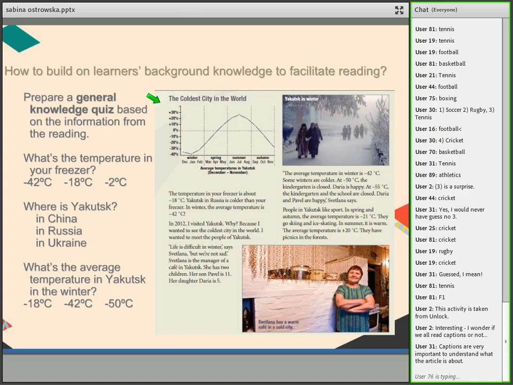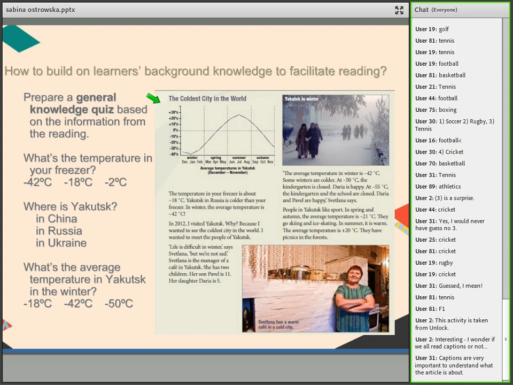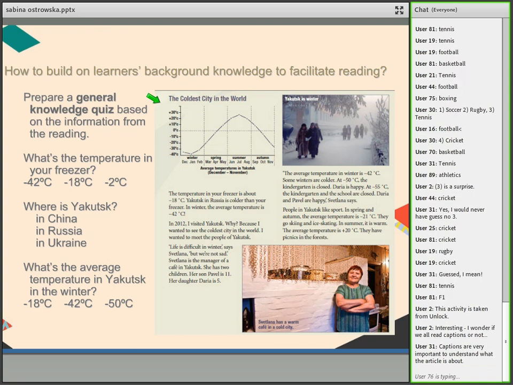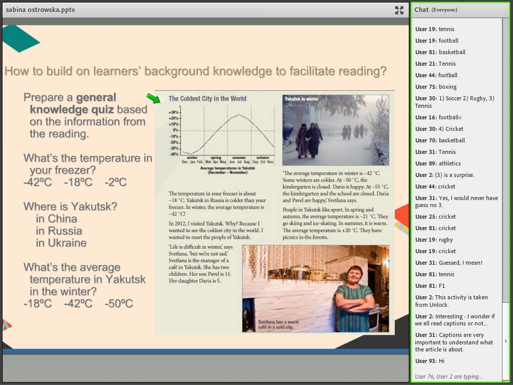Another idea that I used in the past is using the reading texts from textbooks for English for academic purposes to generate general knowledge quizzes. So for example, even in the simple text, we have a lot of facts. Like there is temperature in the freezer, where is Yakutsk? What's the average temperature in Yakutsk in the winter? Is it minus 18, minus 42? Minus 15. So all this information can be found in the text.